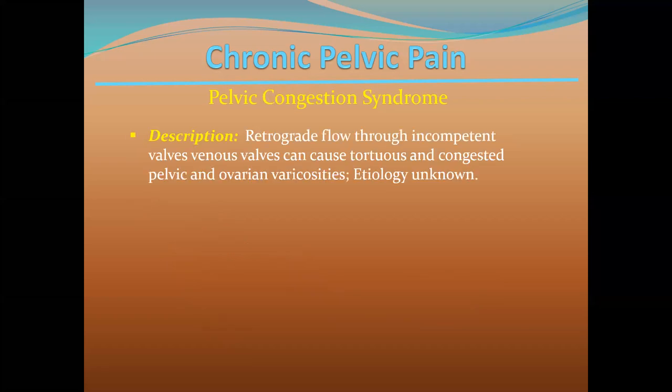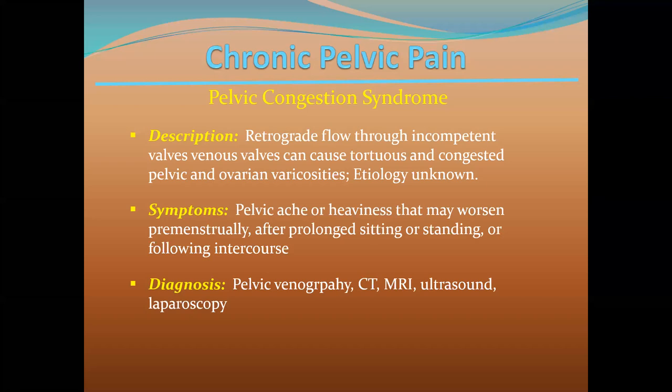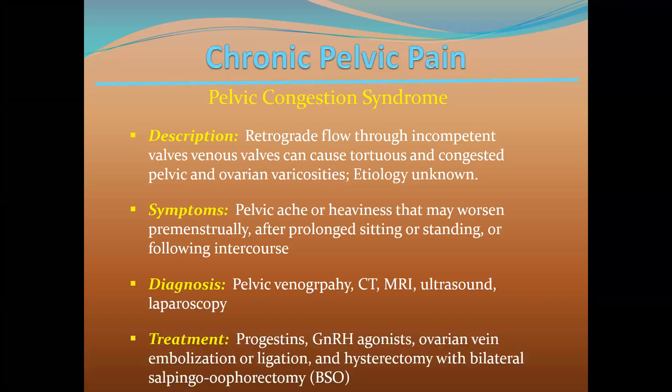Pelvic congestion syndrome: there is a retrograde flow through incompetent venous valves, which can cause tortuous, congested pelvic and ovarian varicosities. The etiology is unknown. Diagnosis is by pelvic venography, CT scan or MRI, ultrasound or laparoscopy. Symptoms are pelvic ache and heaviness, which may worsen premenstrually, after prolonged sitting or standing, or following intercourse. Treatment: progestin, GnRH agonist, ovarian vein embolization or ligation, or finally hysterectomy with bilateral salpingo-oophorectomy.